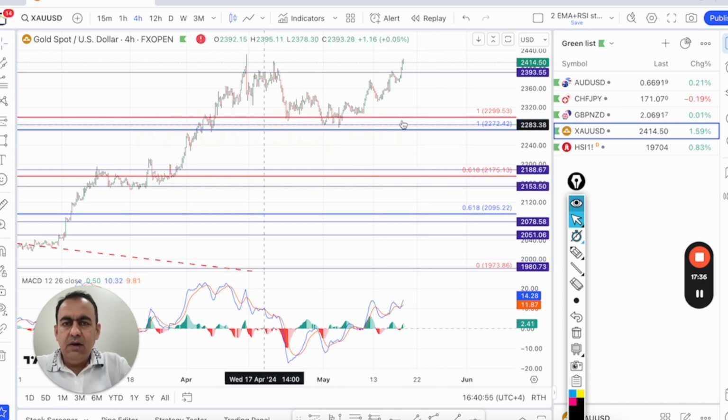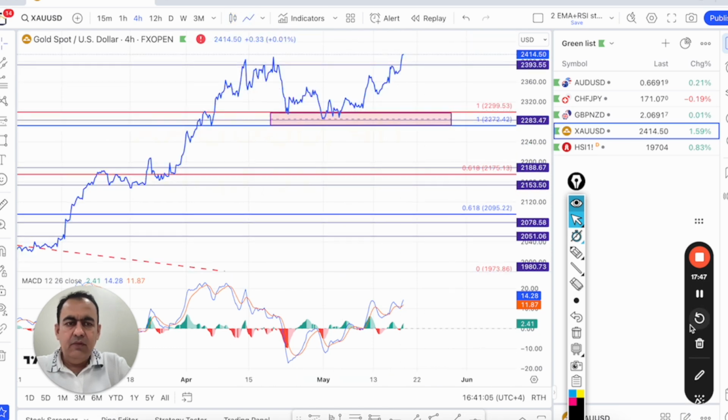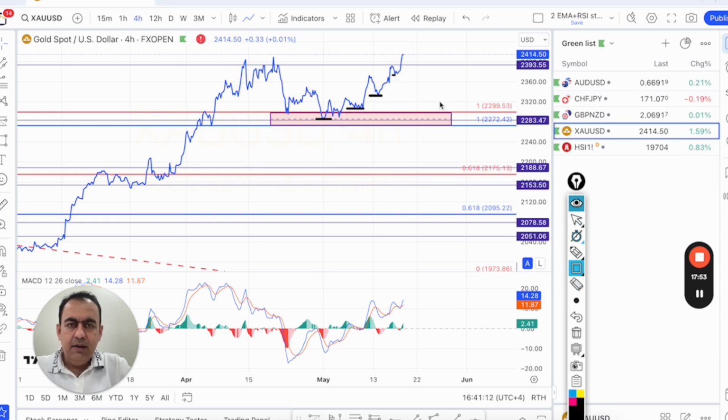Now based on 4-hourly chart, the major support is formed at 2300. So this is the main support on 4-hourly chart. I can also see the pattern of higher lows being formed on 4-hourly chart. We have low, higher low, higher low, and higher low.